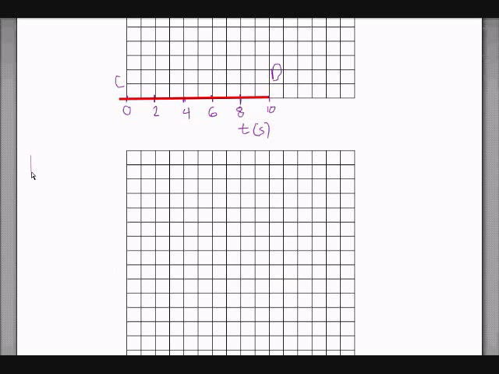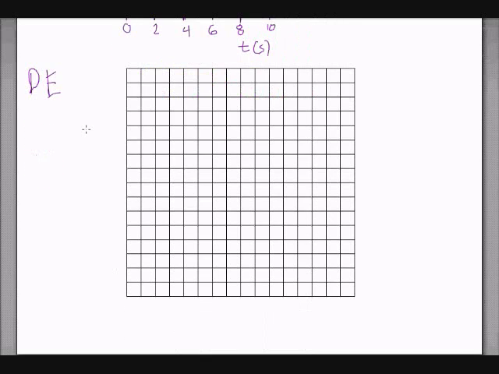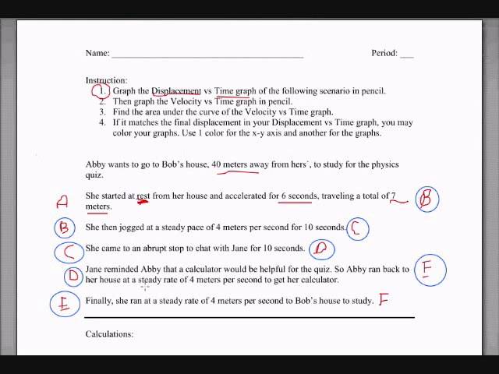Now notice, guys, what I'm doing. I'm really doing my best to make this problem as easy as possible by making it into little pieces. So once again, when we're at DE, Jane reminds Abby that a calculator would be helpful for the quiz. So Abby ran back to her house at a steady rate of 4 meters per second to get her calculator.